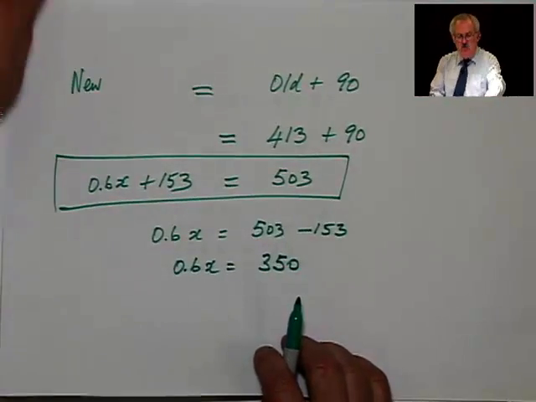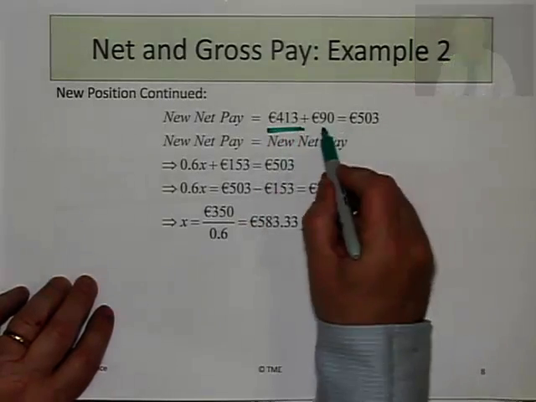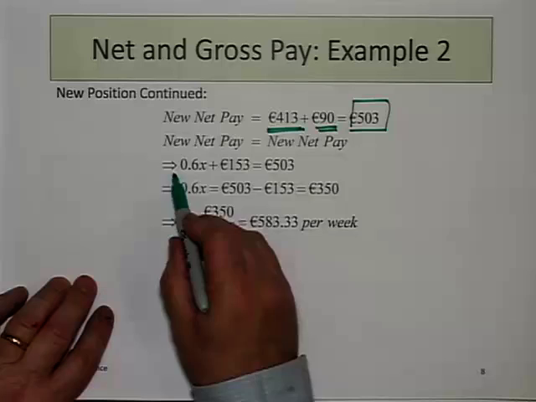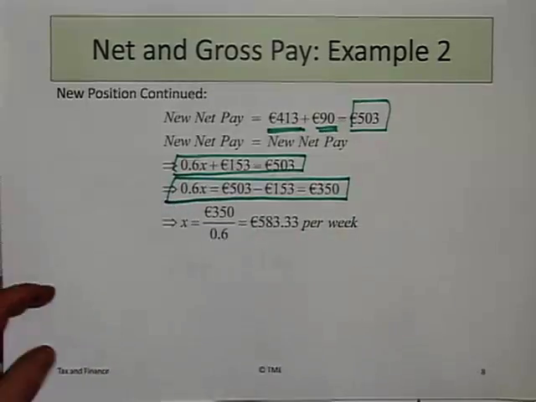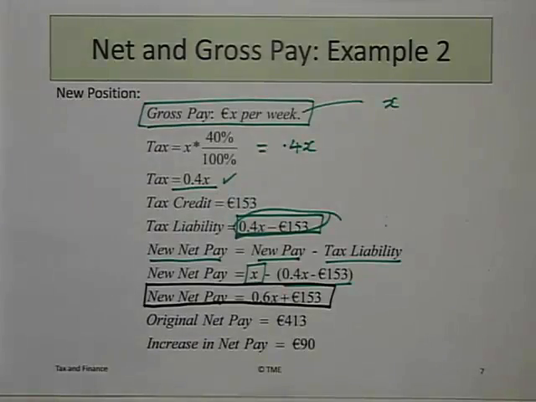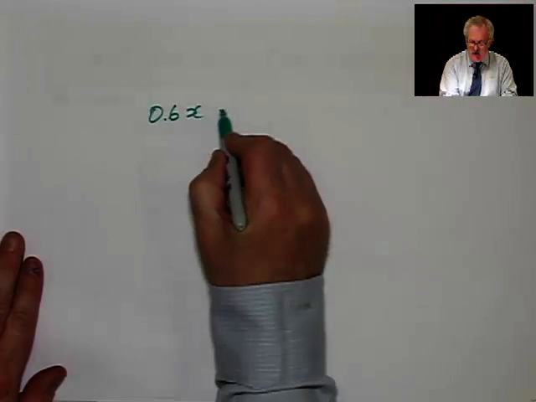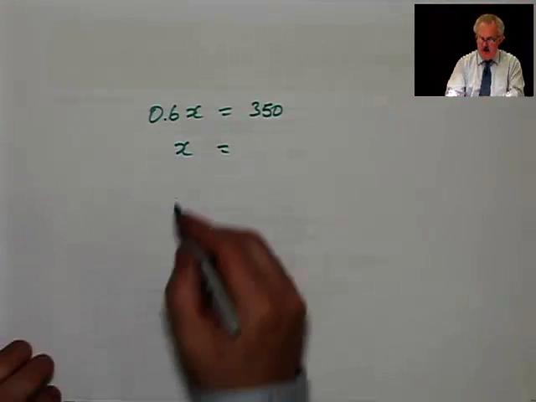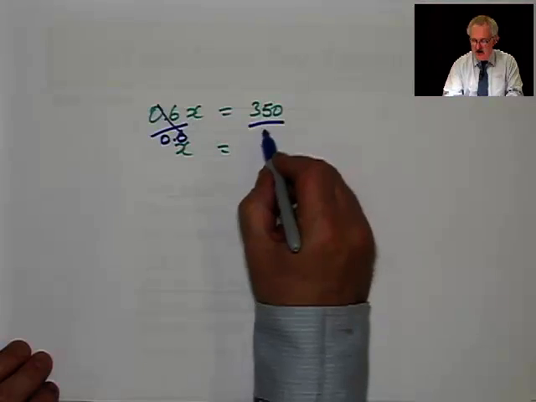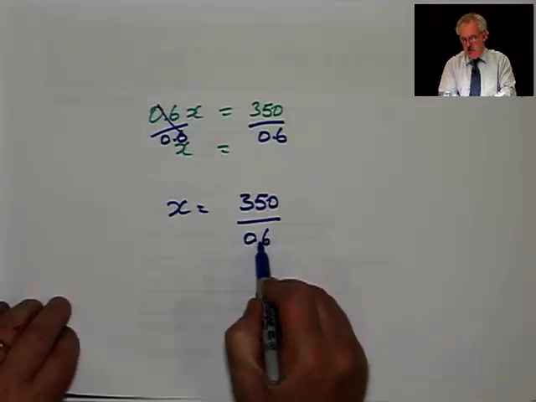So looking at that equation now, we say that the new net pay is 413, the old, plus the 90, the 503. Here was the equation that we equated, and we found that 0.6x is 350. Well, to solve that then, if 0.6x is 350, what's x? Well, we just divide this side by 0.6, and we divide this side by 0.6. So x is equal to 350 divided by 0.6.